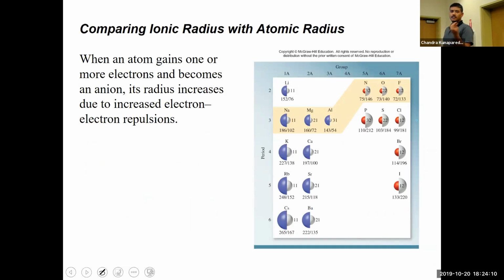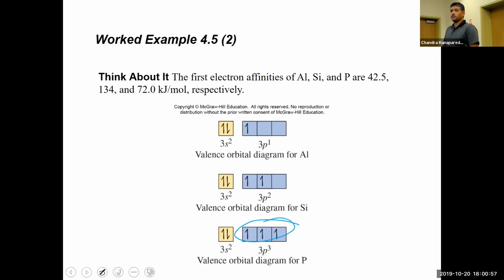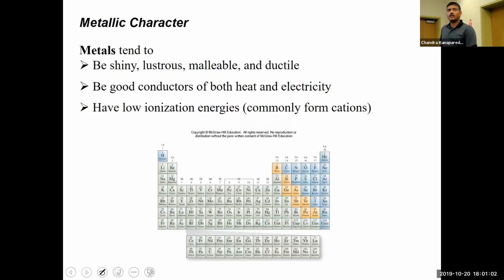Basically, what we have here is what I just discussed in the last slide for a long time. From here, what we are going to talk about is general regions of the periodic table.